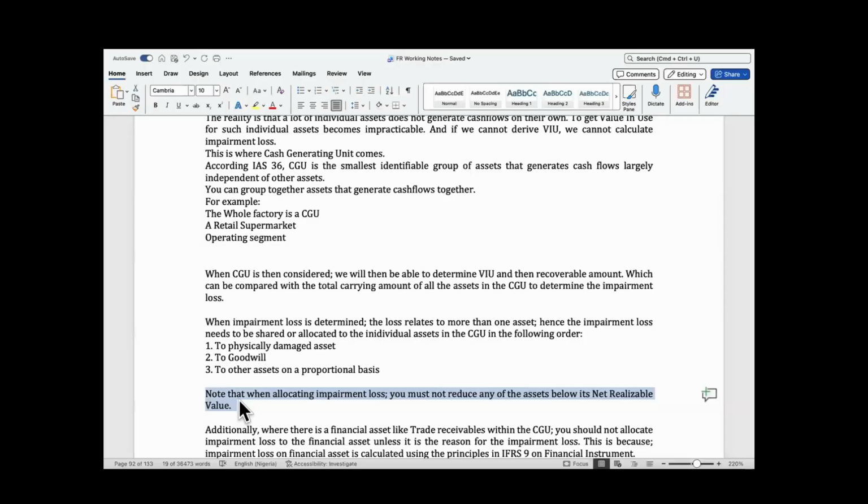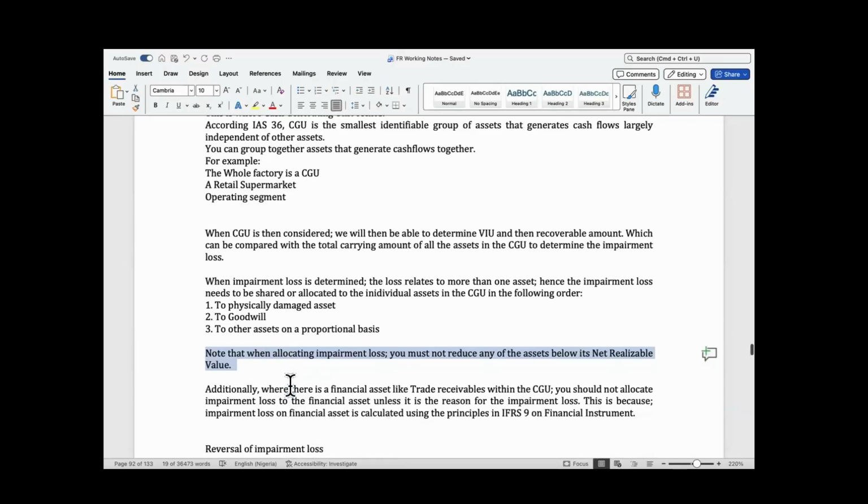You'll be understating the assets because the aim is to ensure that you get to its recoverable amount, which is the higher of net realizable value and value in use. So when you're allocating impairment loss to assets in a CGU, you need to watch out for this.